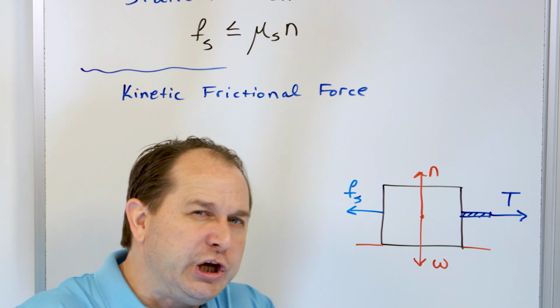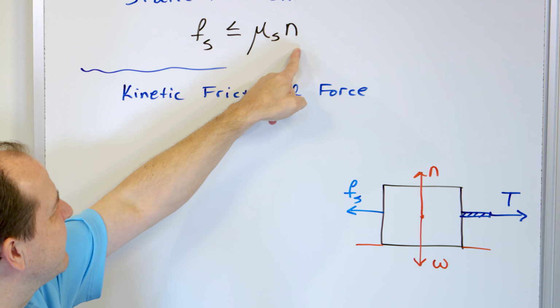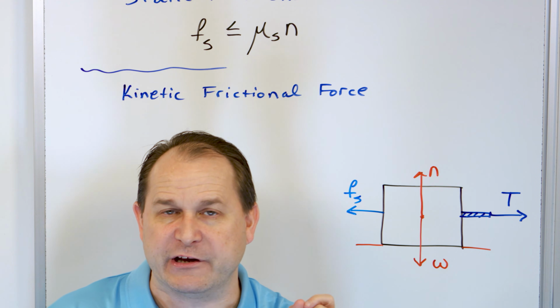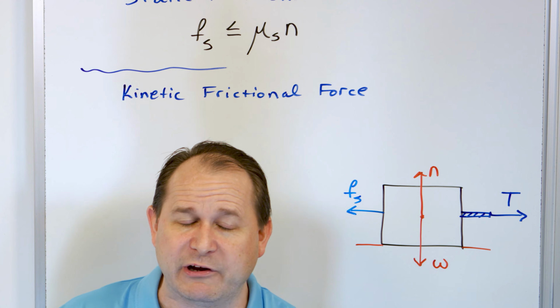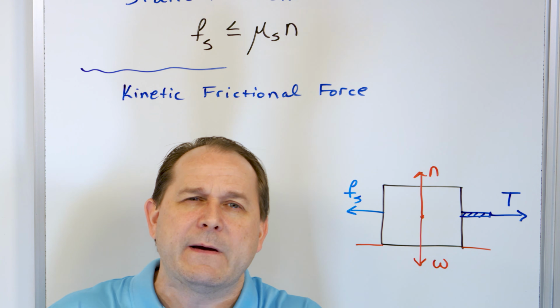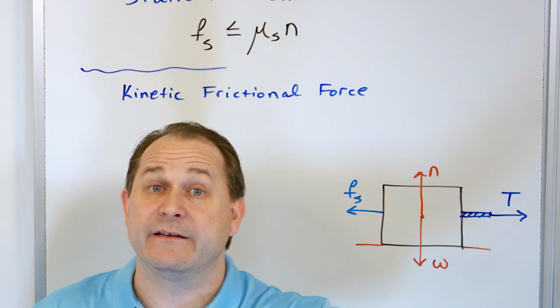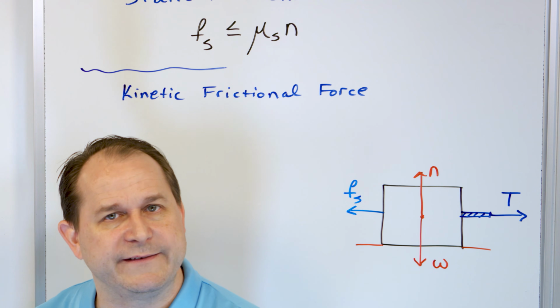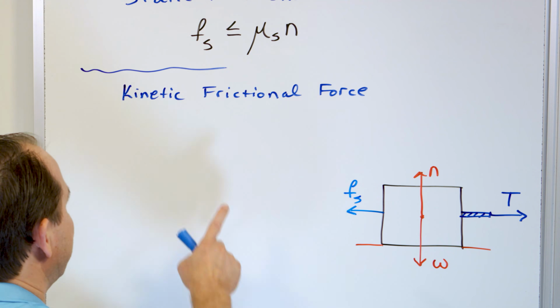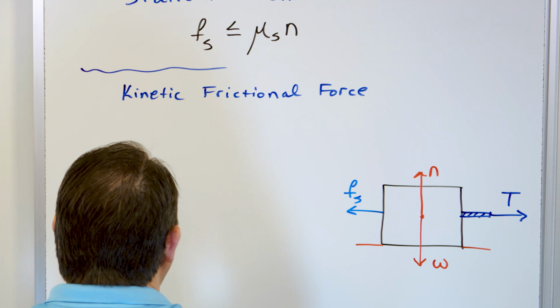But if I pull a little bit more than the maximum value allowed by static friction, which I can calculate based on the weight of the object and the coefficient of static friction, if I pull 1 newton more than that, the object begins to move. And then you're no longer in static friction anymore. You are in kinetic friction. That's what we have here.